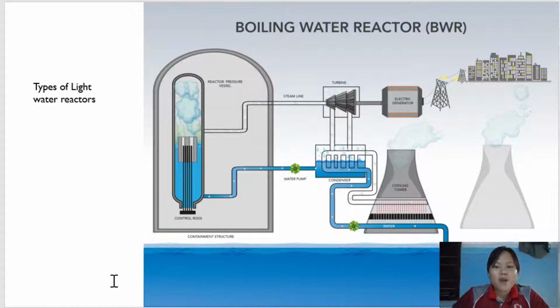Water is pumped through the reactor core and heated by the fission process. Pipes then feed the steam directly to a turbine to produce electricity. The unused steam is then condensed back to water and used in the heating process.